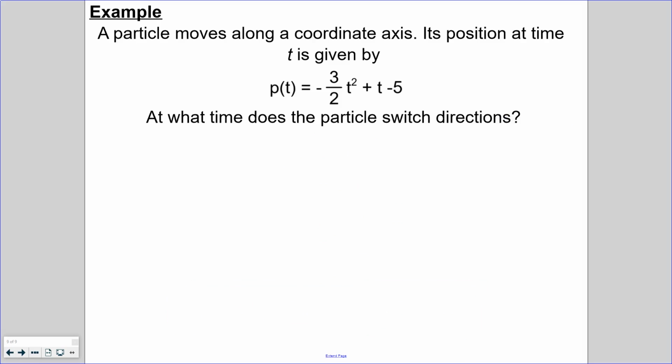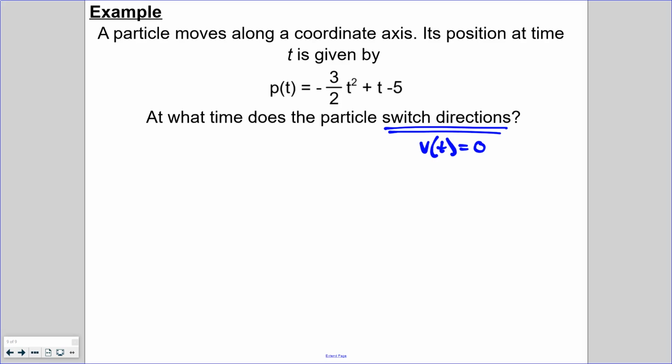All right, in our final example, a particle moves along a coordinate axis. Its position at time t is given by p of t equals negative 3/2 t squared plus t minus 5. Same as always. Now, what time does the particle switch directions? Well, this is key here, because we know the particle switches directions when our velocity function equals 0. So, in order to find the time, we need to find the velocity function, set it equal to 0, and solve for t.